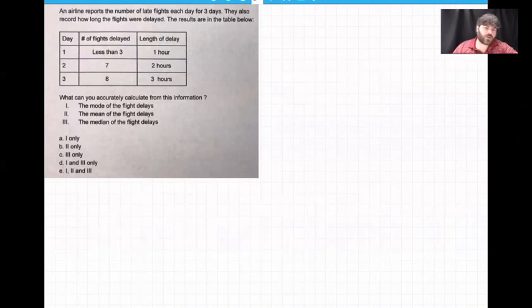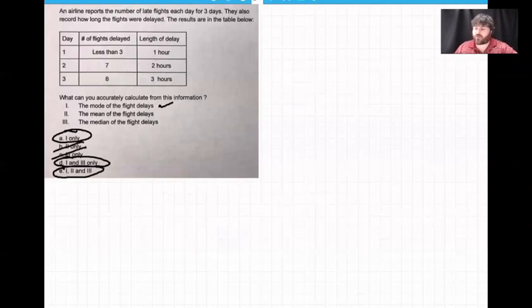All right, so the answer choices are mean, median, and mode. First off, the mode. You can tell which one happened the most. You can tell the 3-hour delay happened more than any other of the different hour delays. So I can definitely say I can calculate the mode. So it's either 1 only, 1 and 3 only, or 1, 2, and 3. It cannot be only 2 or 3.